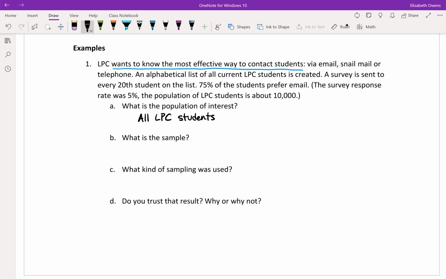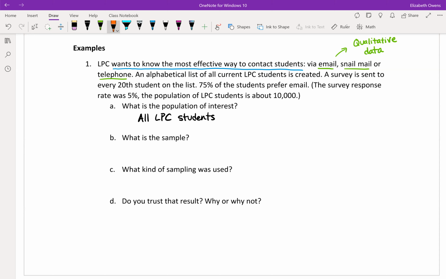Okay, and then what is the sample? Let's read on here a bit. There's our potential responses, email, snail mail, or telephone. By the way, what data type would that be? Where we see these three potential responses for our variable there. This would be qualitative data. Okay, so there's a little extra review for you.